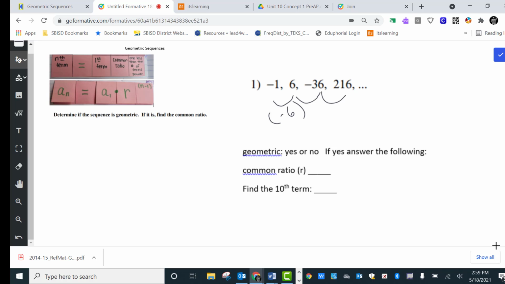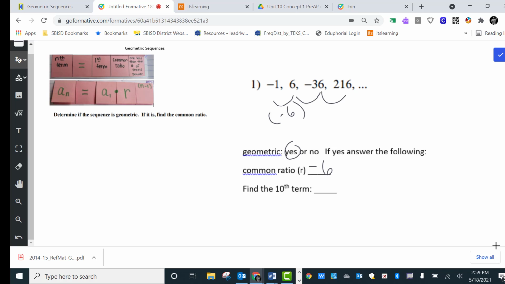So let's see. Is -36 times -6 216? Yes, it is. So that means this is a geometric sequence. Now, since it is, that means it has a common ratio. The common ratio is what you are multiplying by each time to get to the next term. So that would be -6.